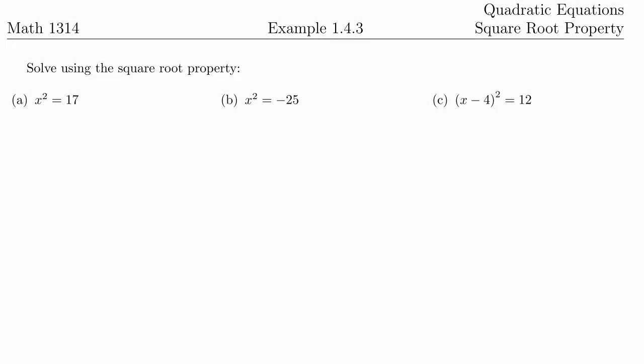Hello. The following are examples of how to use the square root property. The square root property says if x squared is equal to a, then x is equal to plus or minus the square root of a.